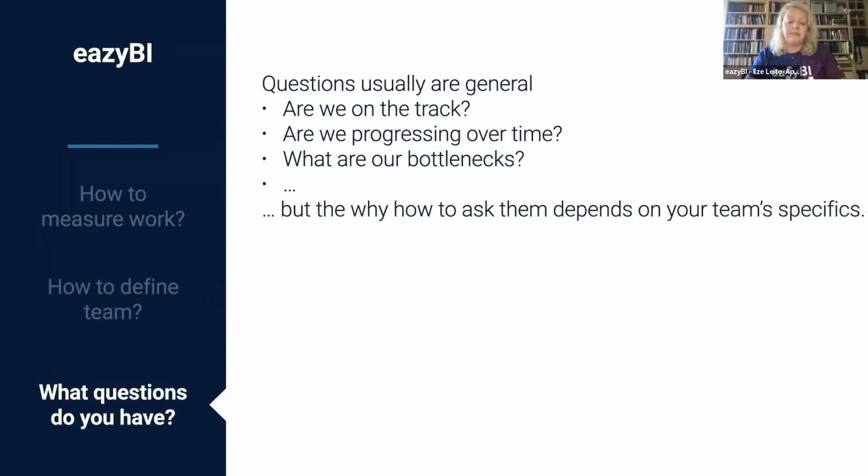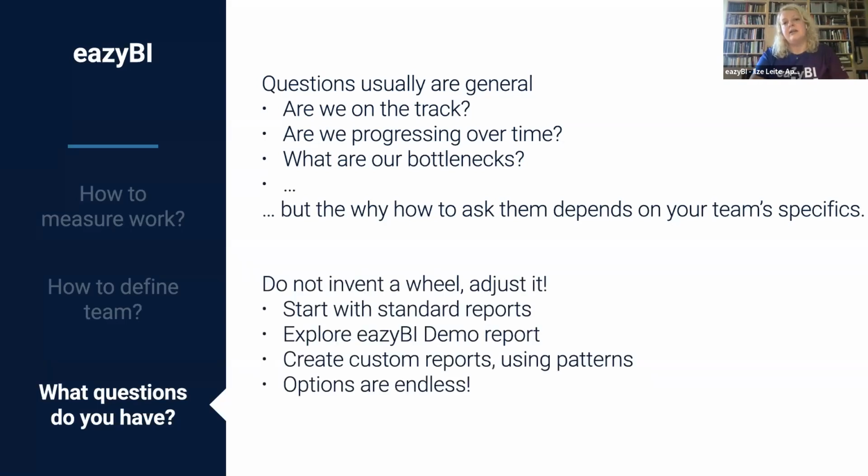Usually questions might be general, like in each project: are we on track? Are we progressing over time? What are our bottlenecks? How to address them? But the way to ask them depends on your team specifics. Therefore, do not reinvent the wheel, adjust reports. You have to adjust those reports, because if they are just standard reports, you can't answer your specific questions or address your specific team needs. So my suggestion: start with standard reports I showed you, explore eazyBI demonstration reports, create custom reports using those patterns, and create your own reports.